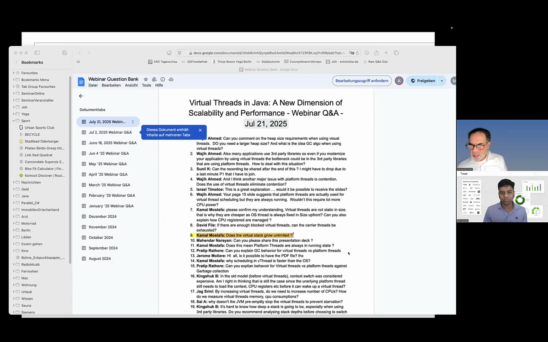Question 9. Does the virtual stack grow unlimited? No, it can't, because when the virtual thread runs, its stack chunks need to be swapped onto the real stack of the operating system thread. And this is limited in size. When the CPU runs, it knows only the operating system thread stack, or the platform thread stack. The stack pointer points there. So the memory chunks must be there, and that size is limited.